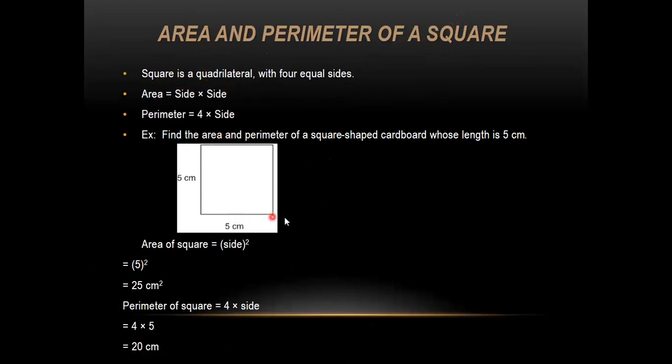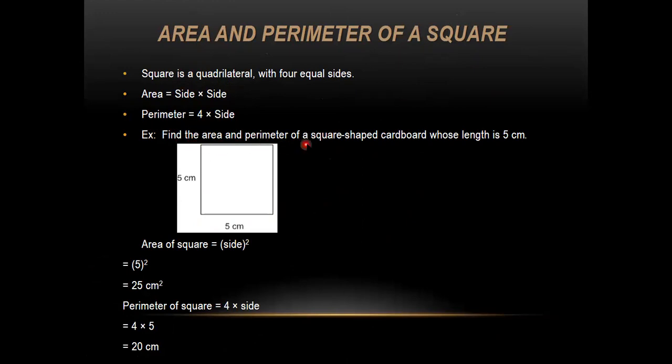So we know that a square is a quadrilateral and it has four equal sides. So what is the formula for the area of a square? Side into side. The perimeter formula is 4 into side, that means 4 into S. So area you can write S into S and perimeter you can write 4 into S.